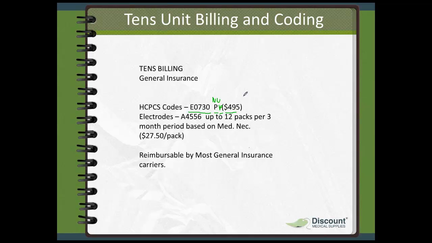And with general carriers, you can typically bill up to 12 packages of electrodes for a 3-month period of time based on medical necessity. So if they warrant it, you can do 3 months at a time so the patient doesn't have to keep coming back for those electrodes. So what I would do is bill out the TENS unit, split your claim today when the patient comes to see you, wait 1 week, and then bill out 12 packages, again, based on medical necessity at once, which would be 12 weeks of your electrodes.